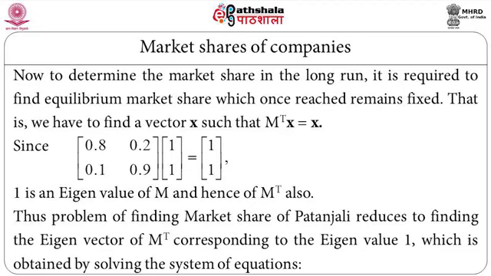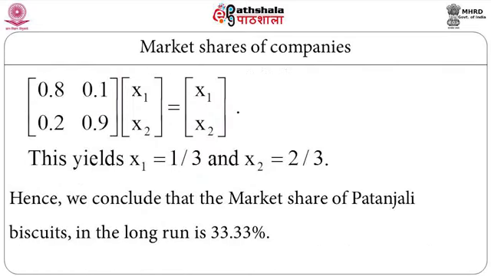M transpose x bar equal to x bar is the same as finding the eigenvectors of M transpose corresponding to the eigenvalue 1, which is obtained by solving the system of equations like this. If you solve this system of equations, it will yield x1 equal to 1 by 3 and x2 equal to 2 by 3, and therefore, we conclude that the market share of Patanjali biscuits in the long run will be 33.33%.